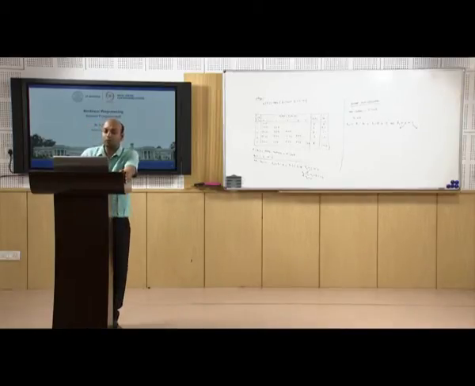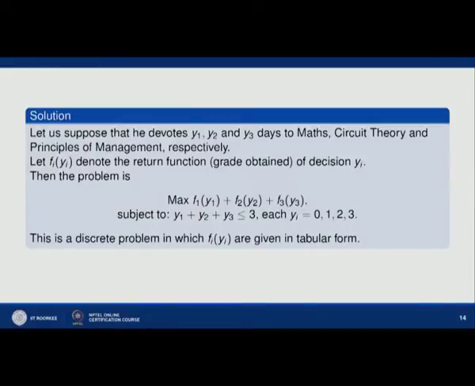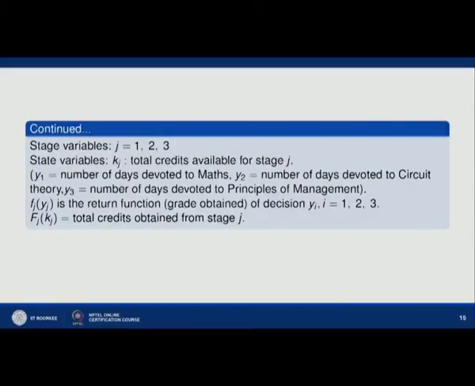We suppose that y1, y2 and y3 are the days devoted to mathematics, circuit theory and principal management. Let fi(yi) denote the return function corresponding to decision variable yi. So, the problem is to maximize f1(y1) plus f2(y2) plus f3(y3) subject to y1 plus y2 plus y3 less than or equal to 3, where each yi may be 0, 1, 2 or 3. The stage variable here is j, which is 1, 2 or 3. y1 denotes the number of days devoted to maths, y2 to circuit theory, and y3 to principal management.